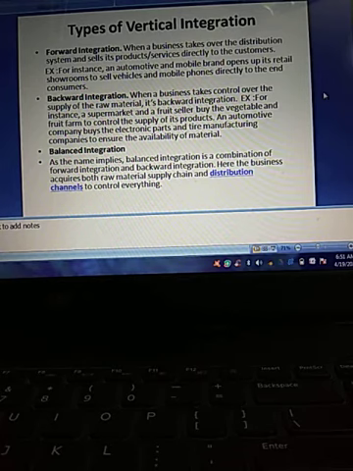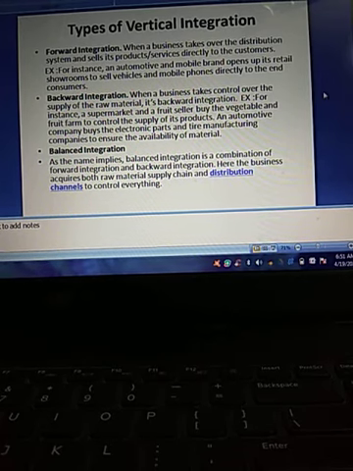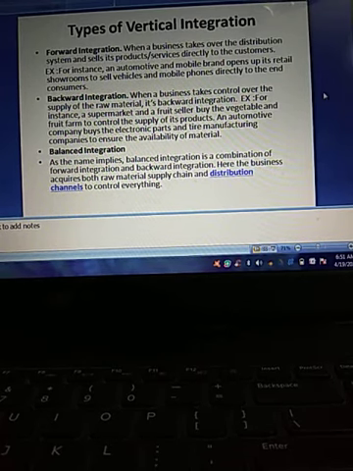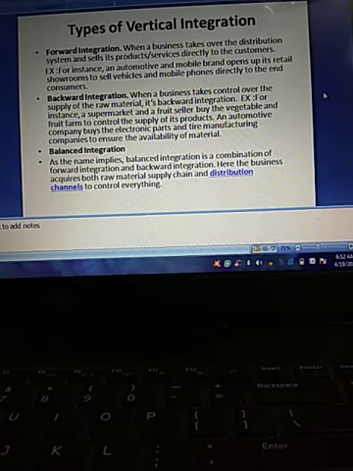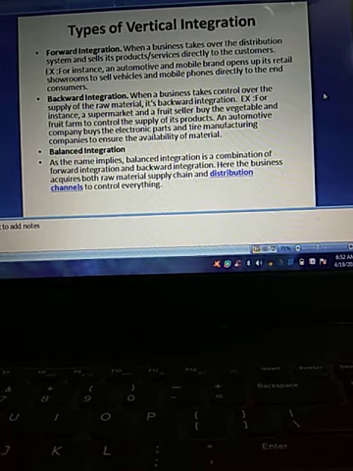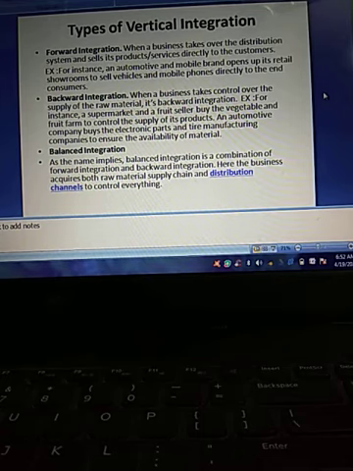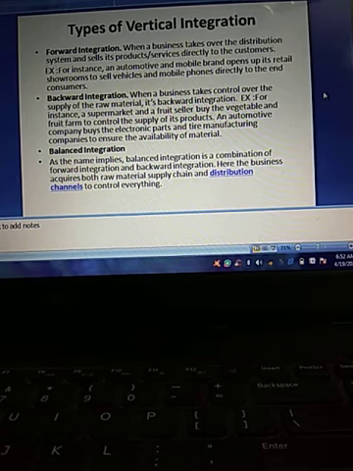One more peculiar kind of integration is balanced integration. Balancing means both forward as well as backward operations will be balanced. As the name implies, balanced integration is a combination of forward integration and backward integration. Here the business acquires both the raw material supply chain as well as the distribution channels to control everything. So this is one more alternative strategy among these integration strategies.